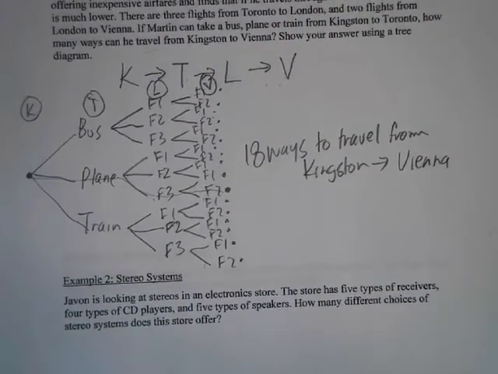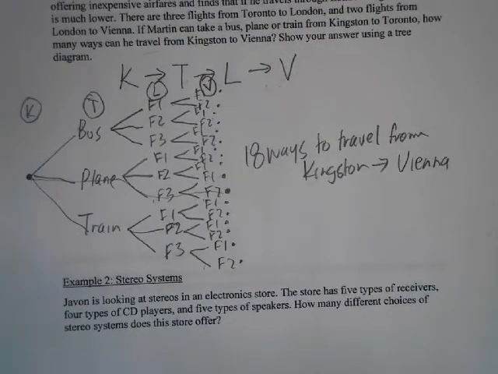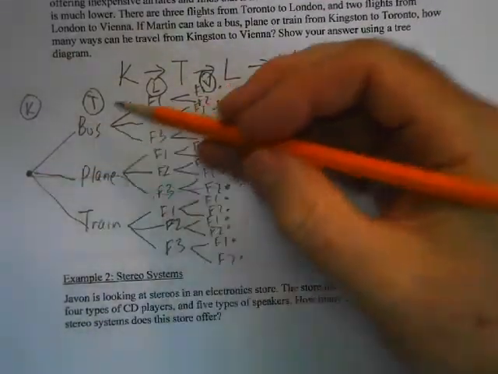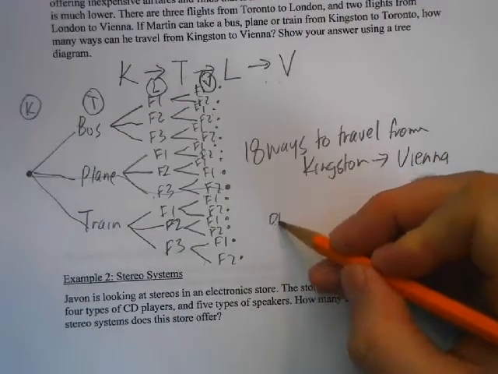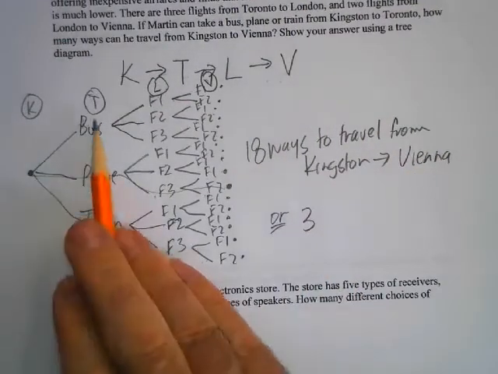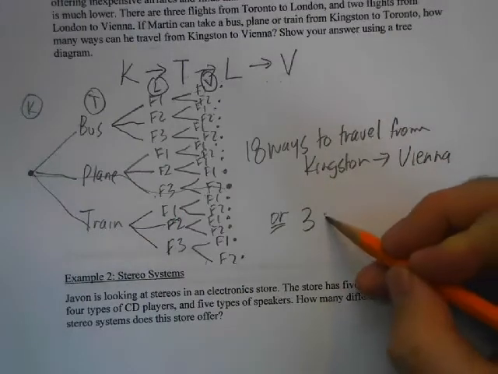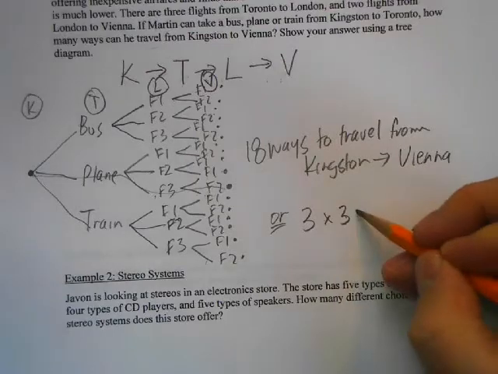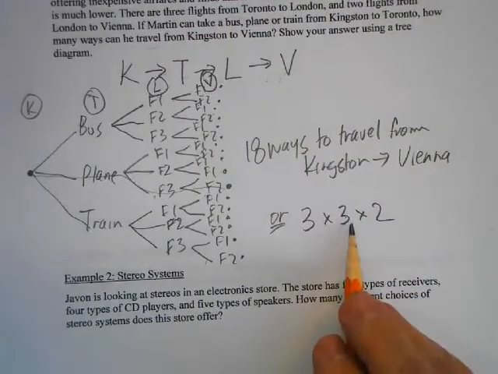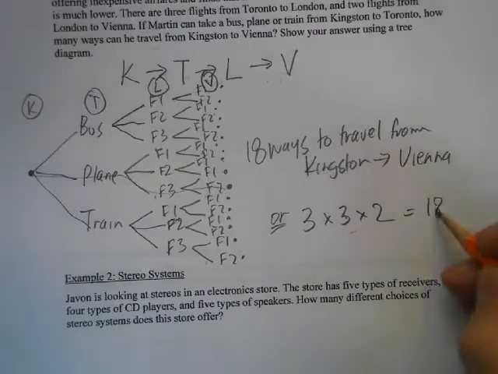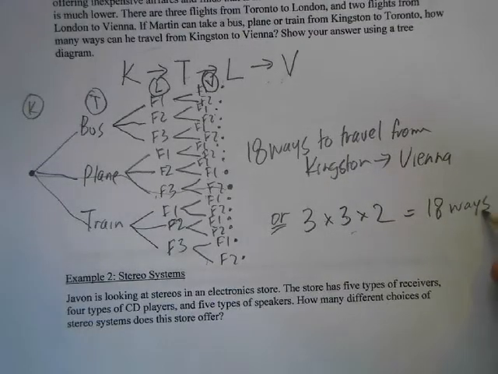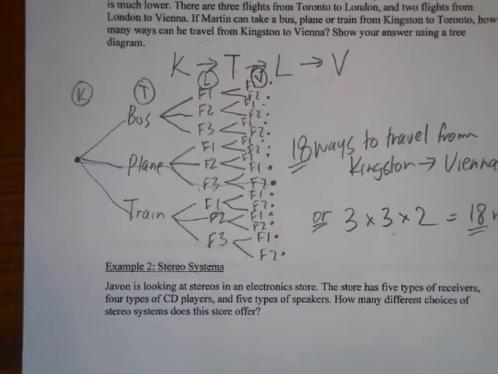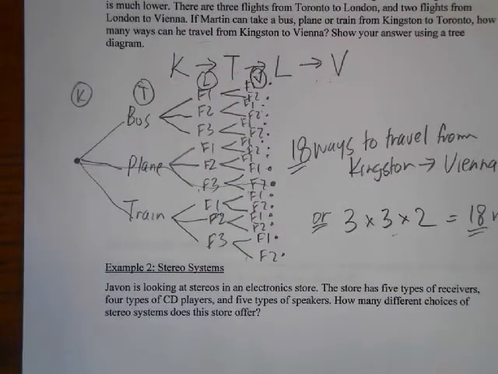Now, if I was to use the more direct math of the multiplicative counting principle, I could say, well, I've got 3 choices to get from Kingston to Toronto, and I have 3 choices to get from Toronto to London, and I have 2 choices to get from London to Vienna. That works out to 18 ways as well. So same number, different way of doing it. Okay, so hopefully that helps.